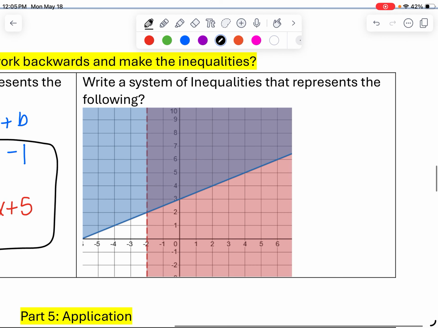This one, my blue line, I have a y-intercept of 3. And I have a slope of up 1 over 2. It is solid and shaded above. And then I have an x line at -2. It is shaded to the right, so it's greater than, and it's not equal to. So that's that system.